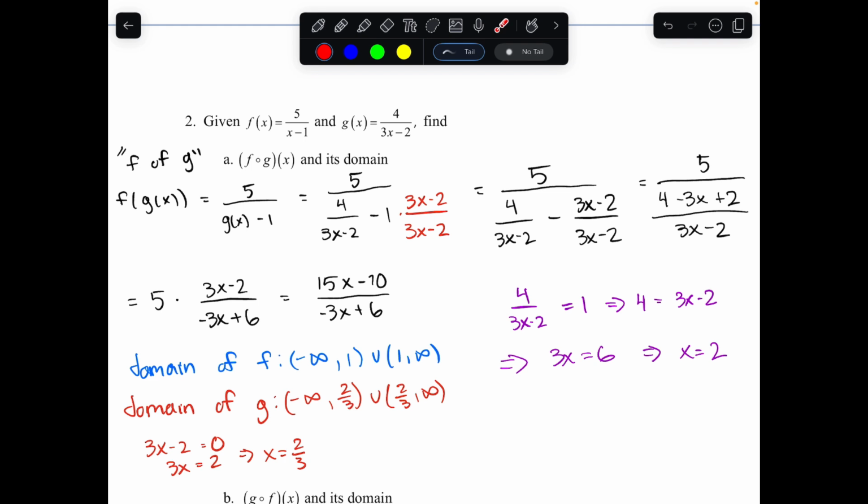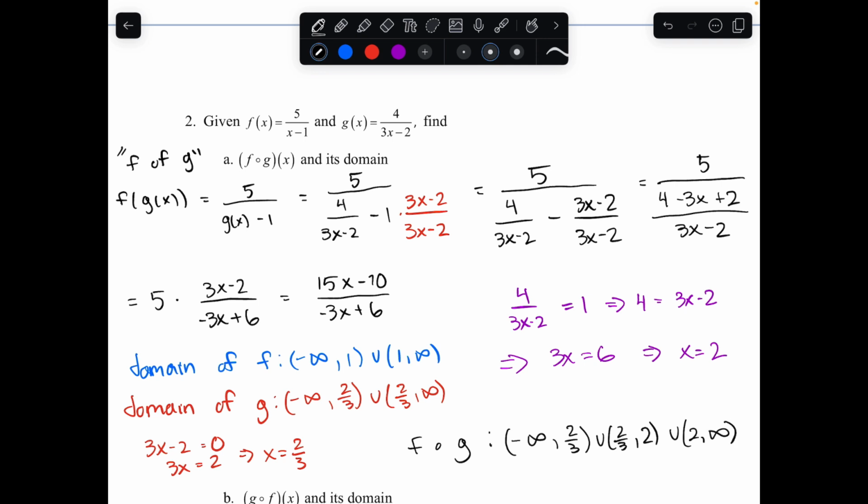Now, because my composition is f of g of x, g of x is my input. So if I plug in x equals 2 into g, I'm actually plugging 1 into my function f, which we said is not allowed. So the domain of my composition of functions, f of g of x, is going to be from negative infinity to 2/3, union 2/3 to 2, union 2 to positive infinity. Now that will be our final answer.